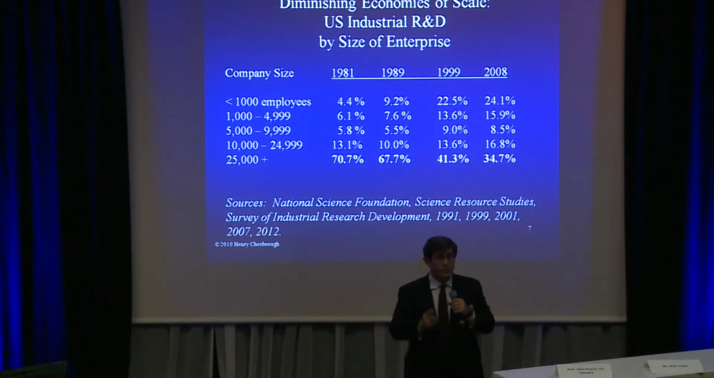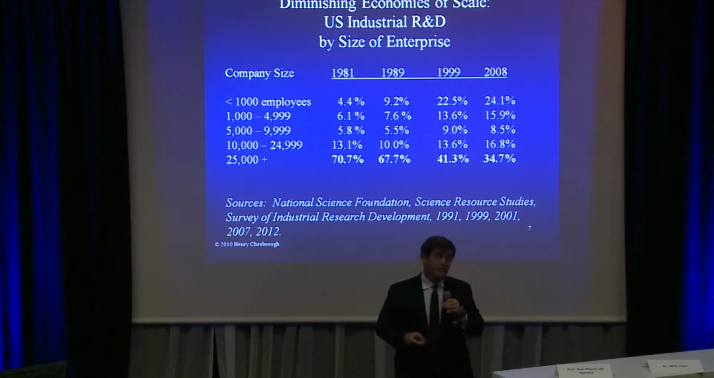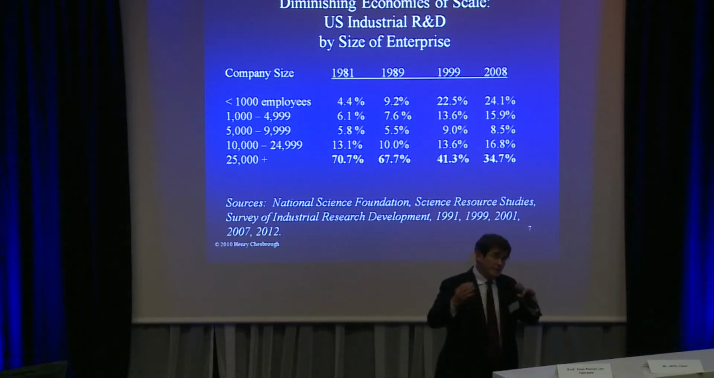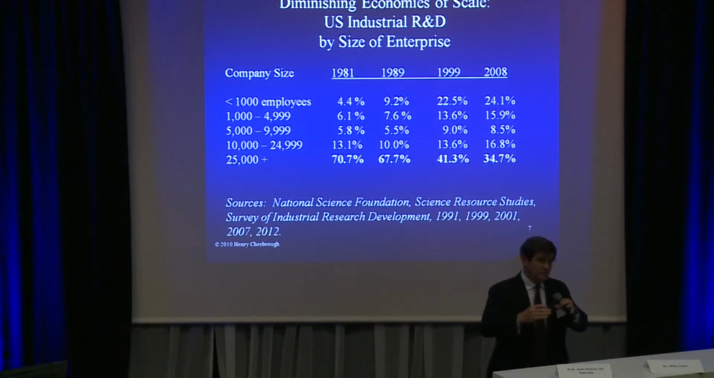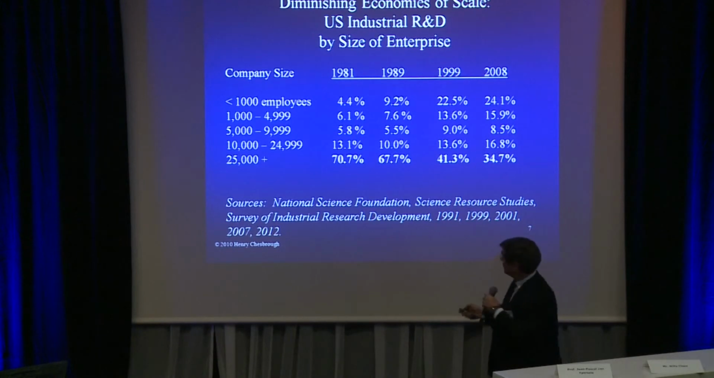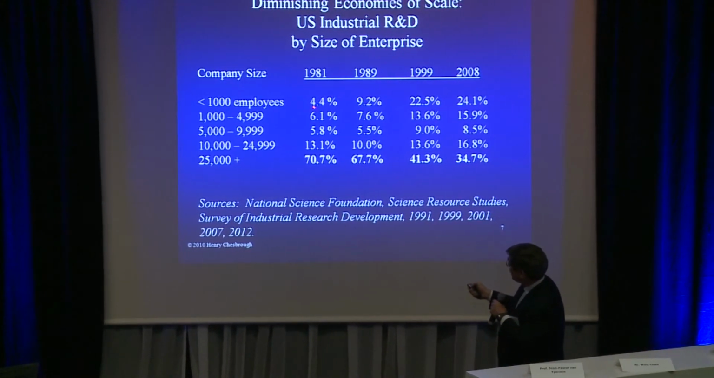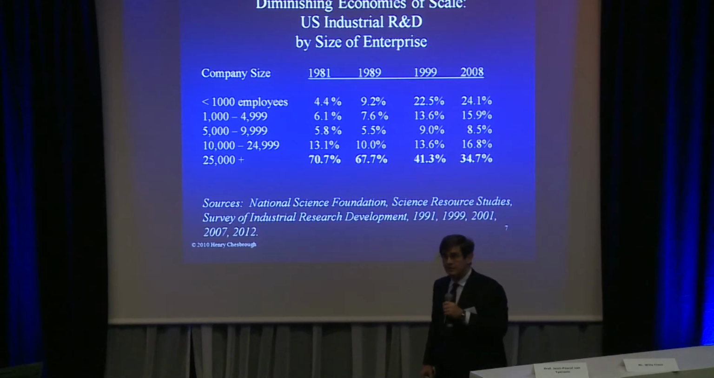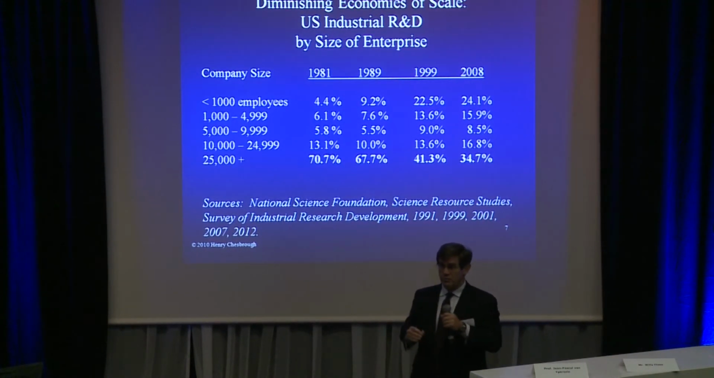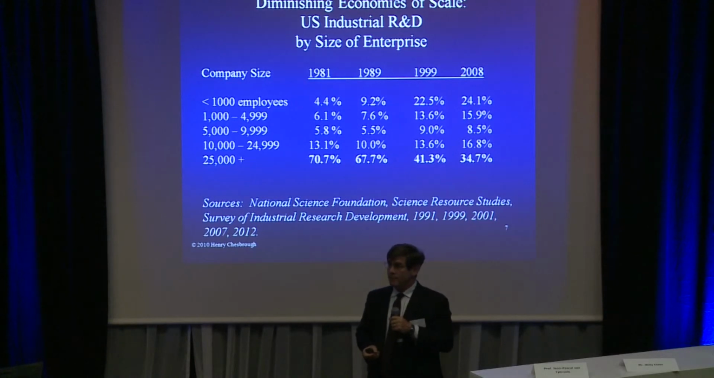Meanwhile, in that same year, the small companies, and in the US, a small company by the National Science Foundation is less than 1,000. I know it's different here. My apologies again. But aggregating below 1,000 employees, all added together, less than 5% of the R&D spending in that year was done in a small company.